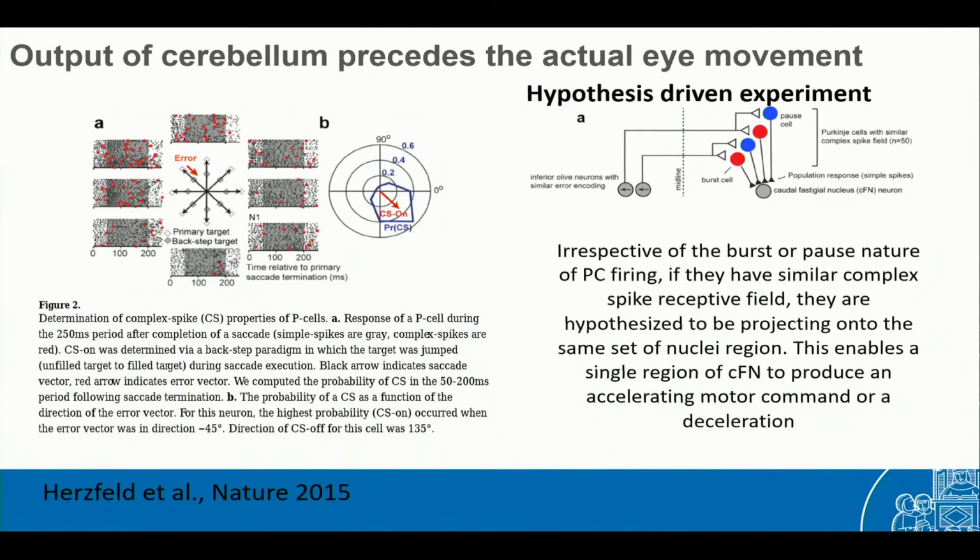Actually, this connection starts from the inferior olive, which projects to the Purkinje cells, and different Purkinje cells which have pause and burst activity give their output to the caudal fastigial nucleus. Starting from this, they tried to make again a correlation between what happens to the eye kinematics during the saccade and the output of the Purkinje cell.